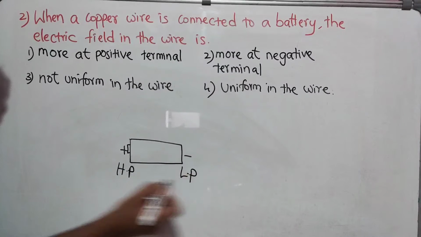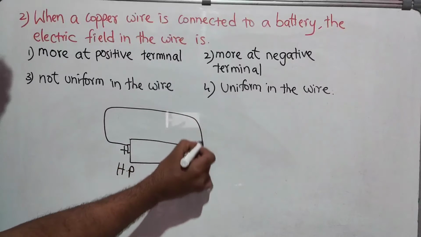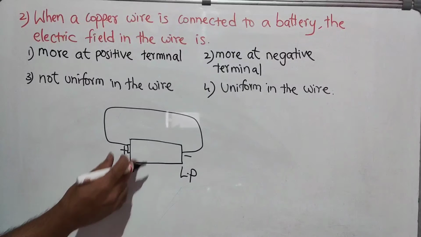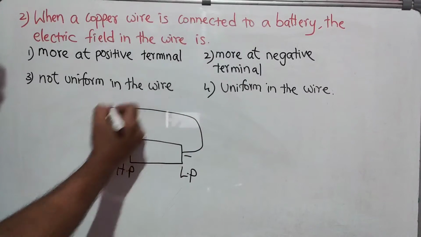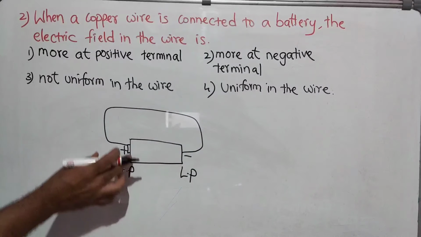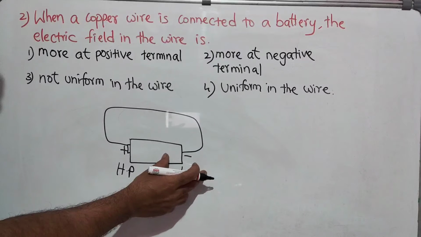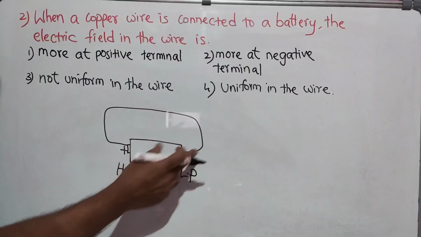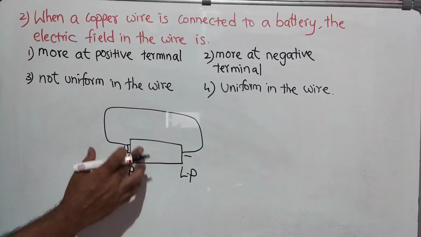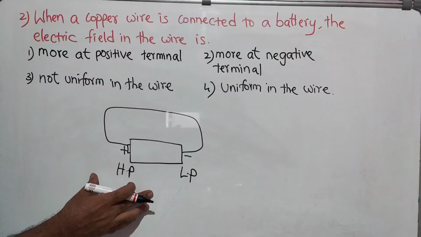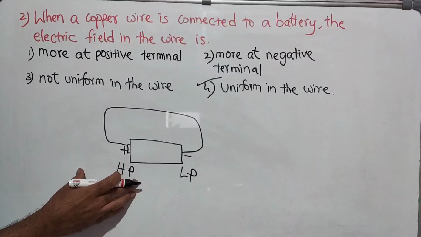The positive terminal of the battery will be at higher potential, and the negative terminal of the battery will be at lower potential. So when this battery is connected to a conductor, a uniform electric field is set up in this conductor. So for this question the correct answer is uniform in the wire.